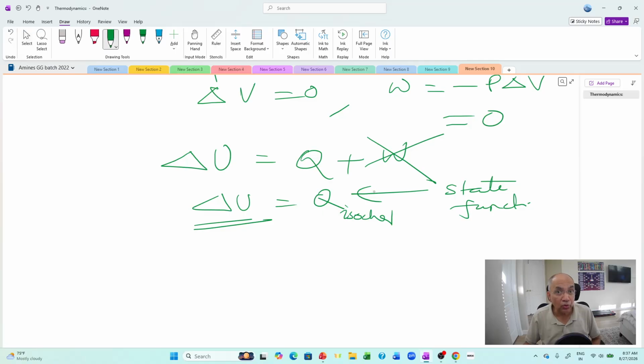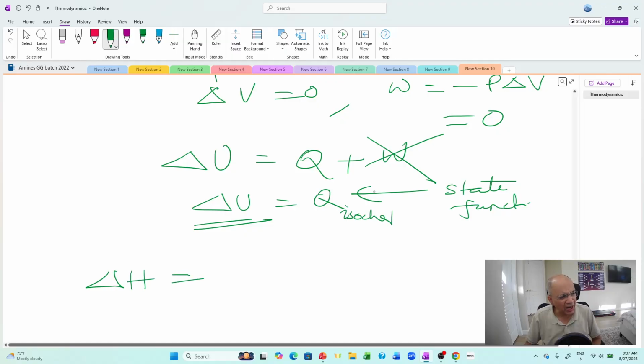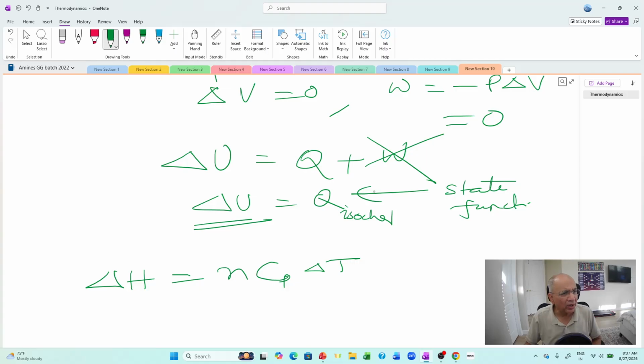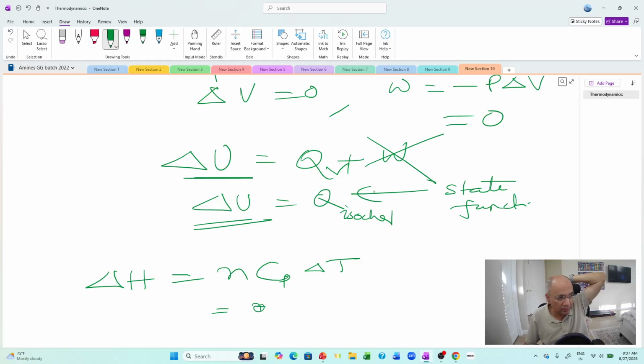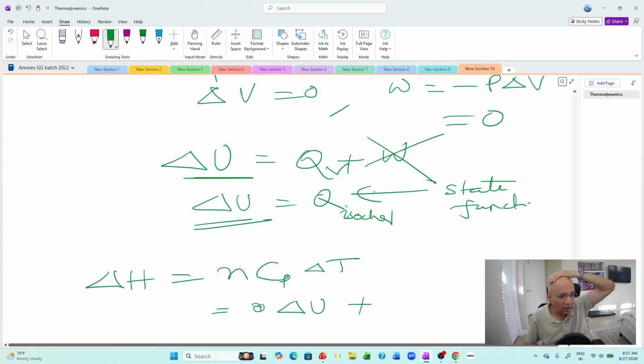Now, here also we have del H, same n Cp delta T. Whenever you have del H, you must have Q_V. Q_V is del U, which we already knew from time immemorial. Del H is n Cp delta T. Or, because temperature is changing, Charles's law: del U plus P, where P is constant, P del V.